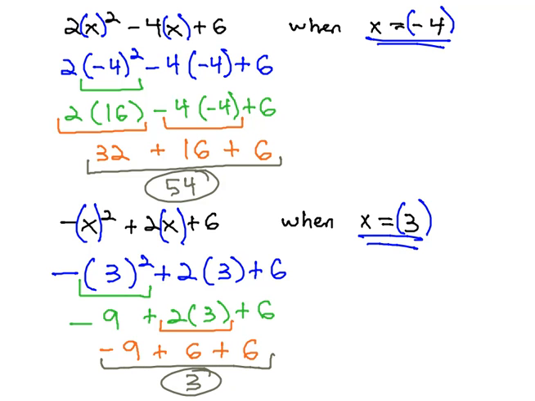We got these answers by simply replacing the variable by the number we're told it represented, and then using order of operations to simplify the expression.